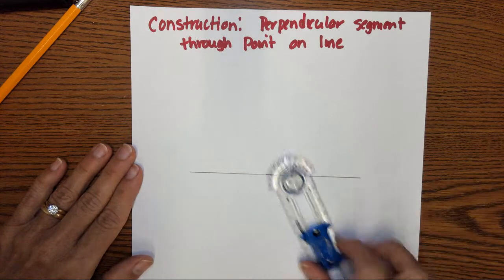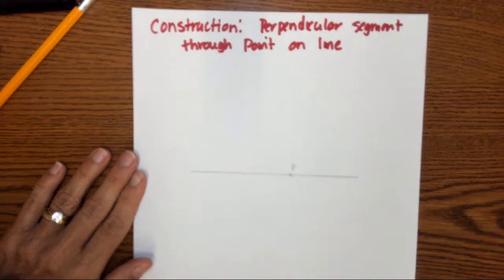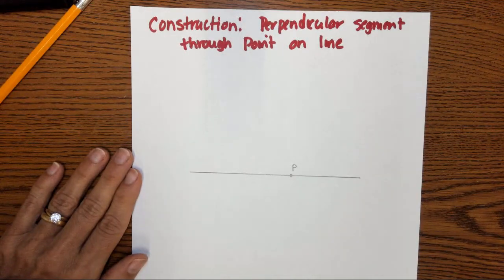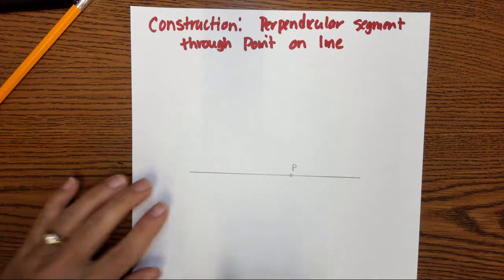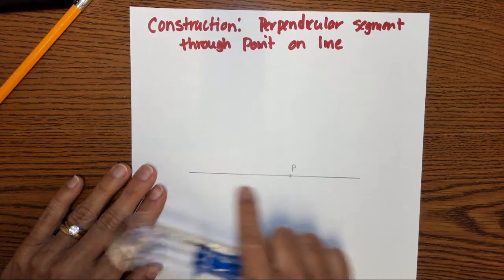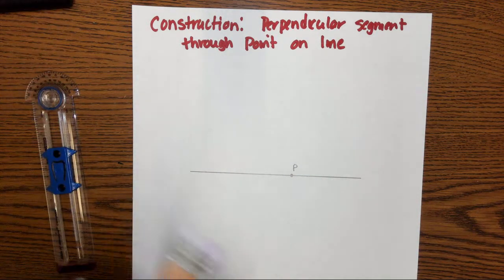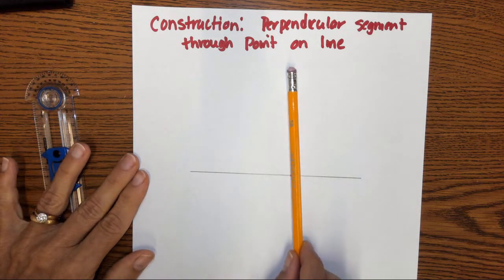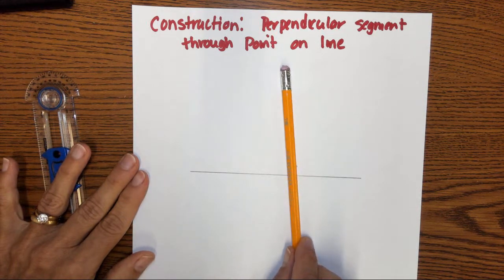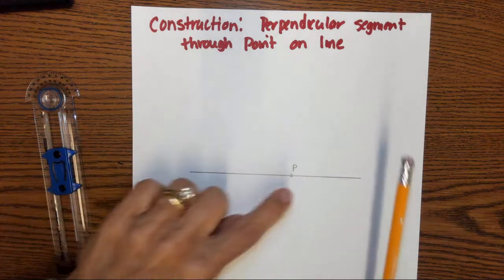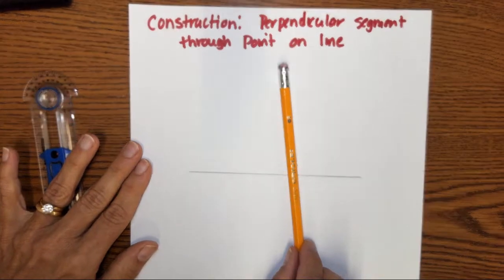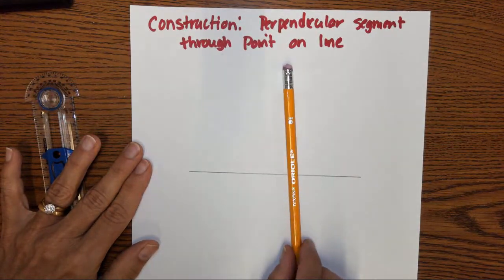This is the construction of a perpendicular segment through a point on the line. So this is the point, and this is the line. You should first visualize what this is going to look like. In the end, my segment should go right through here. It's going to go through point P, and it should look like this. It's going to be perpendicular.